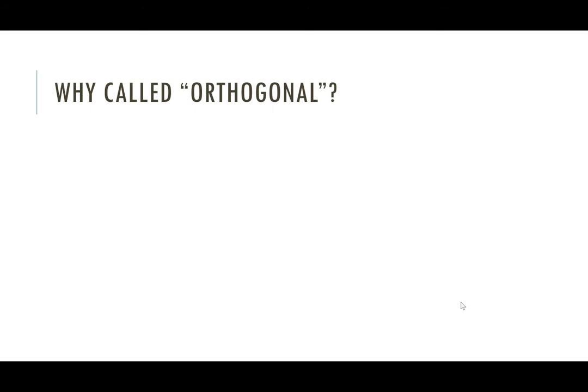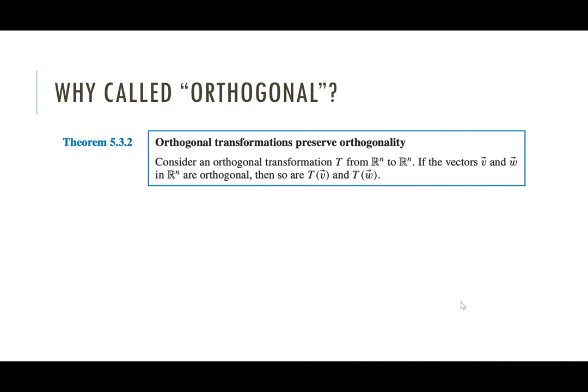So why are orthogonal matrices called orthogonal? Well, it comes down to this really important notion that orthogonal transformations don't just preserve length, they preserve orthogonality. They preserve right angles. So that's what this theorem says. If you have an orthogonal transformation from Rn to Rn, then if the vectors v and w are orthogonal, then so are T of v and T of w. So it preserves right angles. And in fact, it preserves all angles, not just right angles.